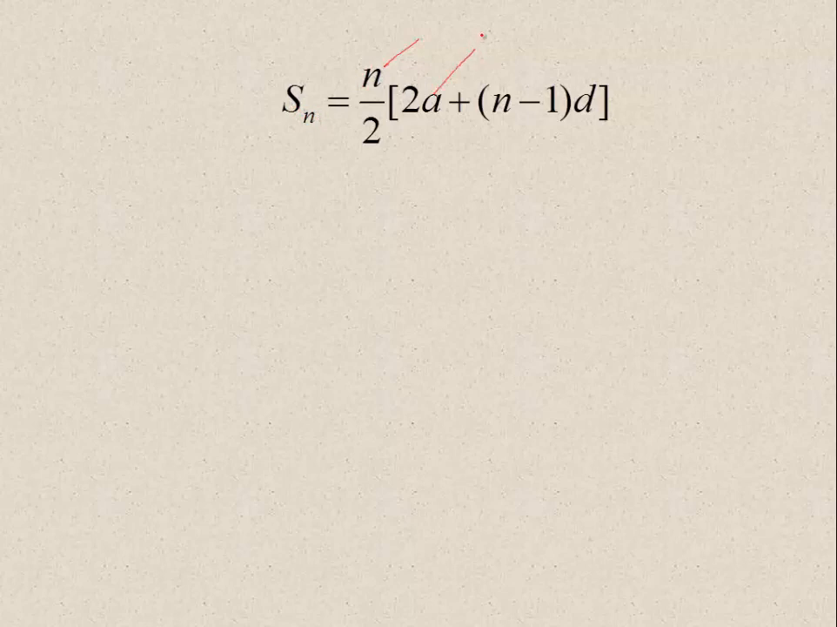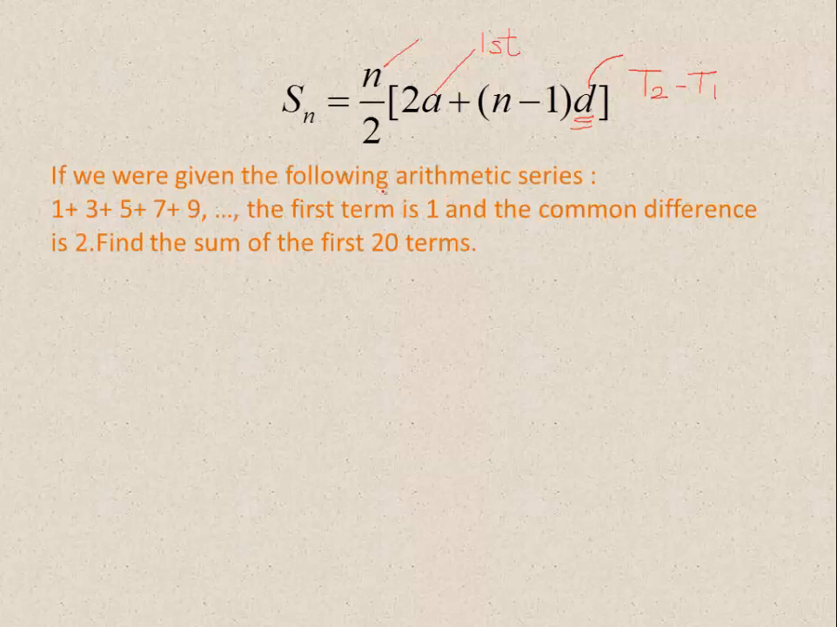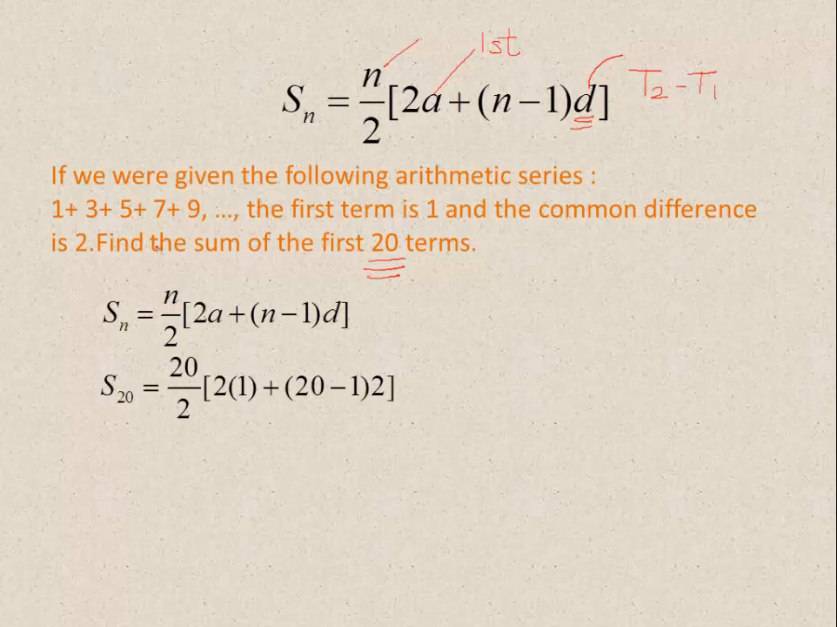A, we know, is the first term. No changes. This n is the same as that n, which is the same as that n. D is the common difference. So we understand the common difference as being T2 minus T1. No difference again. If we were given the following arithmetic series, the first term is 1 and the common difference is 2. Now my question reads, find the sum of the first 20 terms. So in order to do this, I will say I have an equation for the sum of the first 20 terms, and it goes as follows.